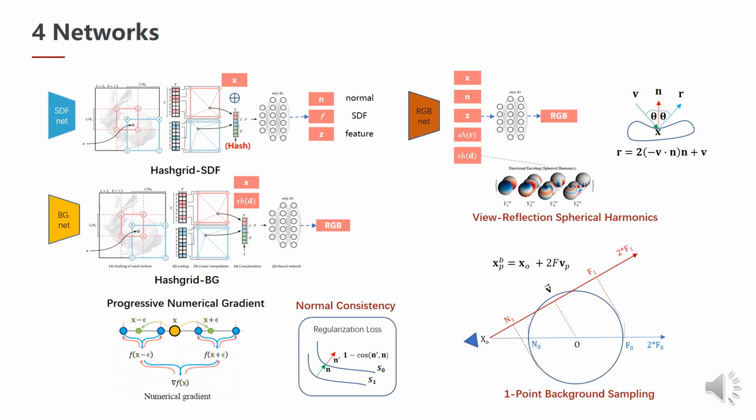To enable the model to reconstruct objects without any background priors, we present a one-point background model composed of an MLP with an additional multi-resolution hash encoding. As shown in the bottom right, we sample only one point along a view ray out of the bounding sphere.